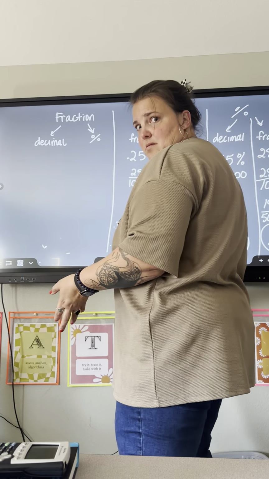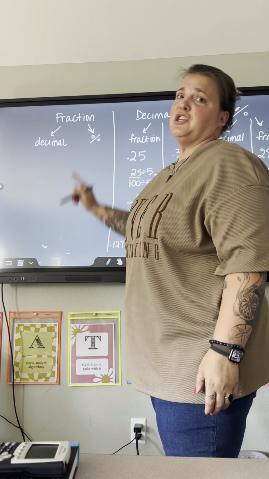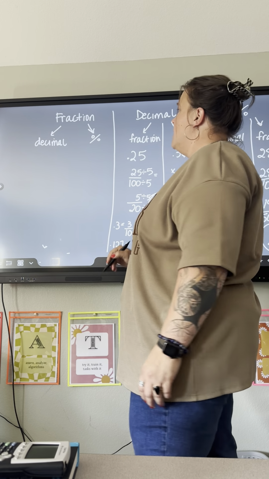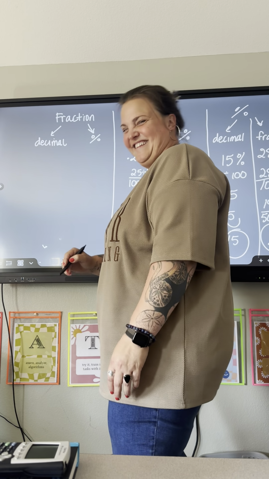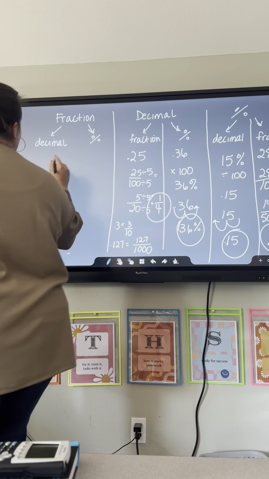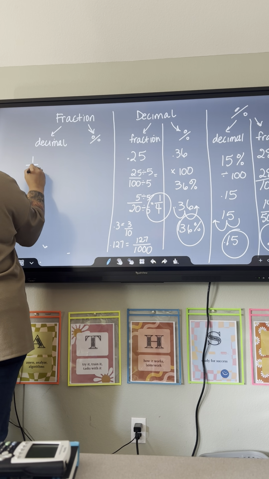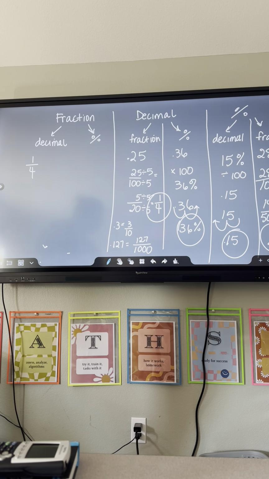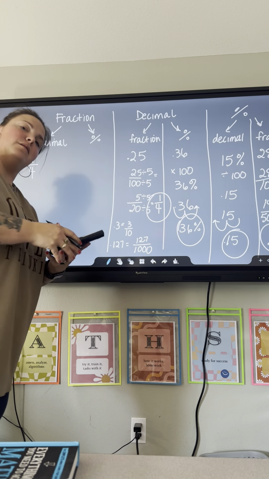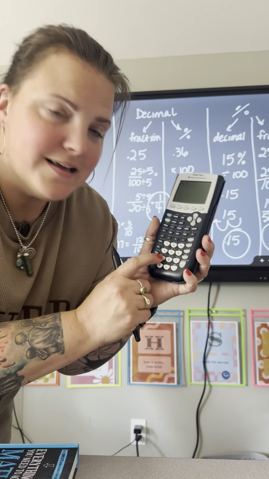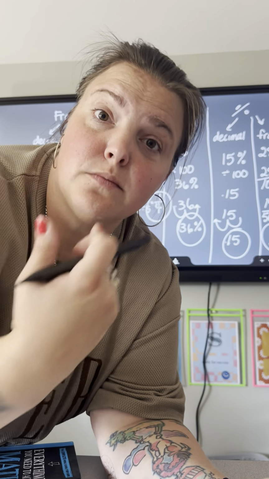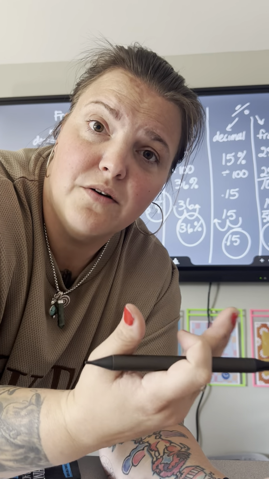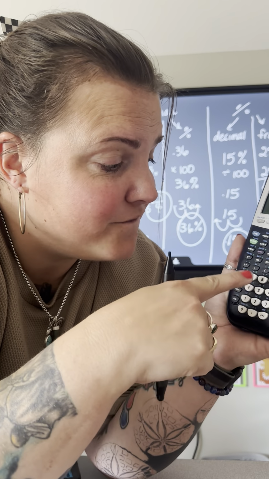Let's go this way now. Let's go fraction to decimal. Actually, let's go fraction to percent. No. Fraction to decimal. I've got to make up my mind. Let's go 1/4. If you are a calculator-friendly person or classroom, 1/4. Fractions are just division. A fraction is literally asking you to divide the top by the bottom. So 1/4 is 1 divided by 4.